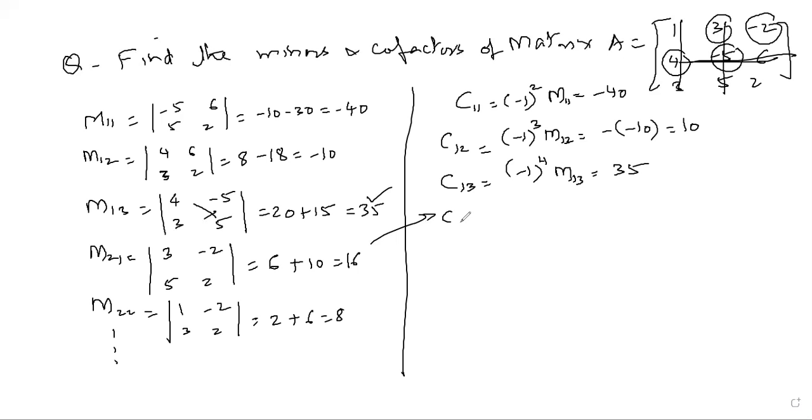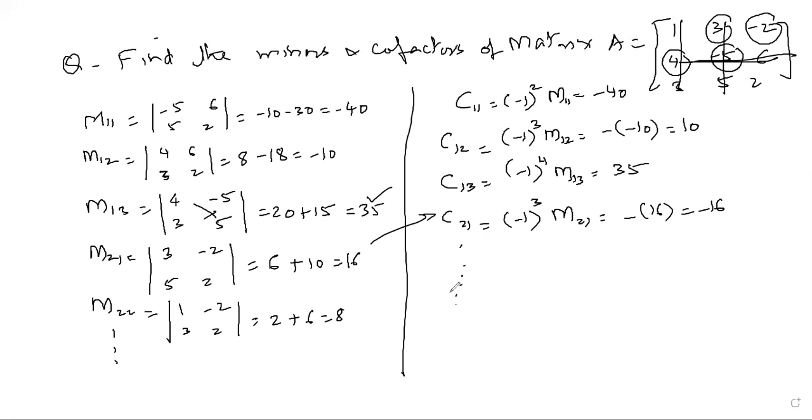Similarly, C21: 2 plus 1, 3, minus 1 raised to power 3, and M21 is 16, but because of this minus, this 16 will become minus 16. So like this, we can find all the minors and cofactors. Okay, got it?